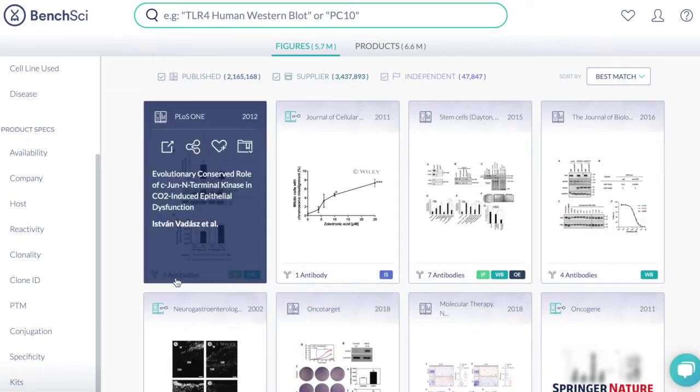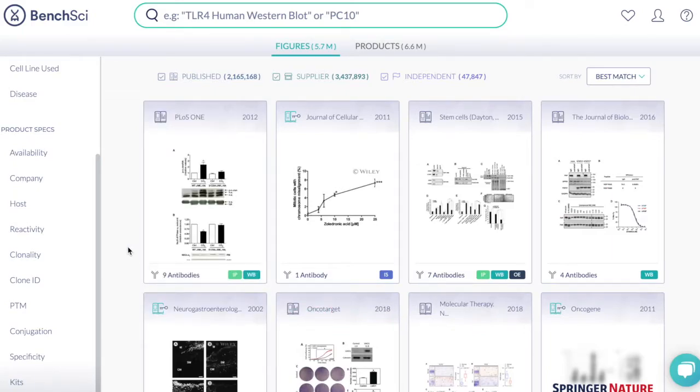You can use these filters to narrow down the results to spend your time wisely only reviewing the most relevant information.